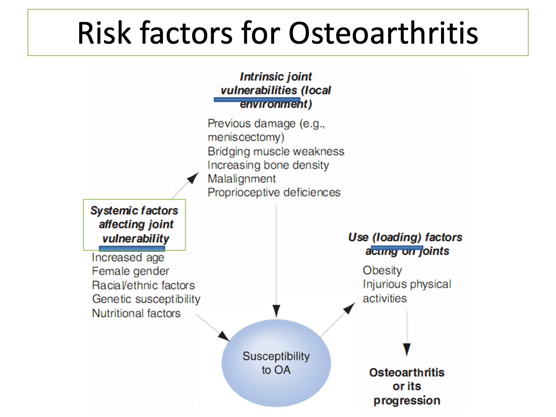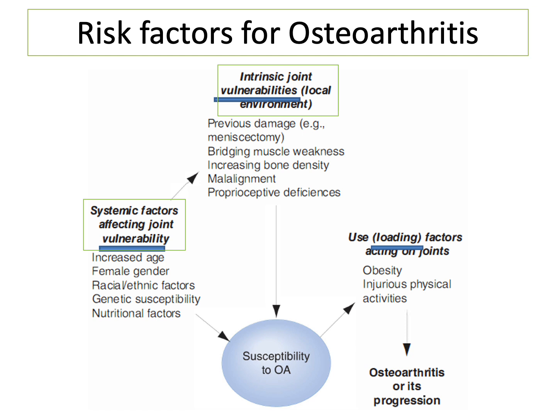Racial or ethnic factors. Genetic susceptibility. Osteoarthritis is a heritable disease, but heritability is more joint specific. One good example of this is hand osteoarthritis. And nutritional factors. How about the intrinsic joint vulnerability? Previous damage from surgery, like meniscectomy, if the patient has undergone surgery already.